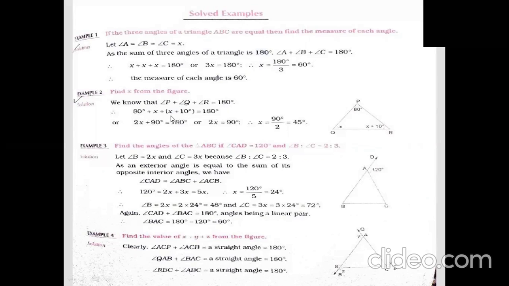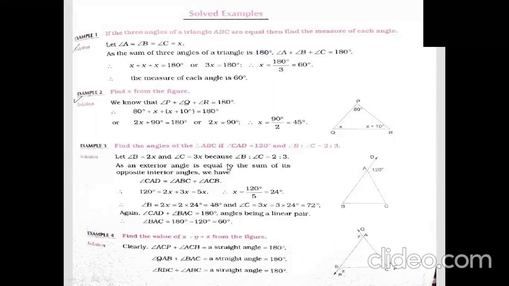Now x plus x will give you 2x. 80 plus 10 will give you 90, and it is equal to 180 degrees. So our final equation will be 2x plus 90 is equal to 180. Shift 90 degrees to the other side. This will become 2x is equal to 180 minus 90, that is 90. The value of x will be equal to 90 degrees divided by 2, that is equal to 45 degrees.